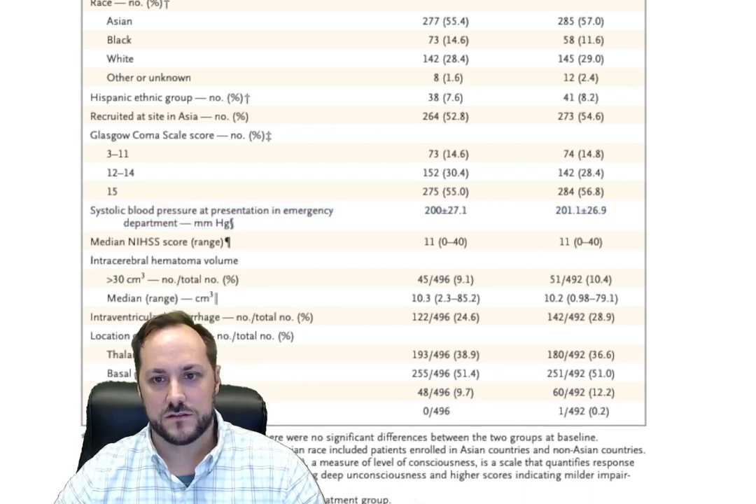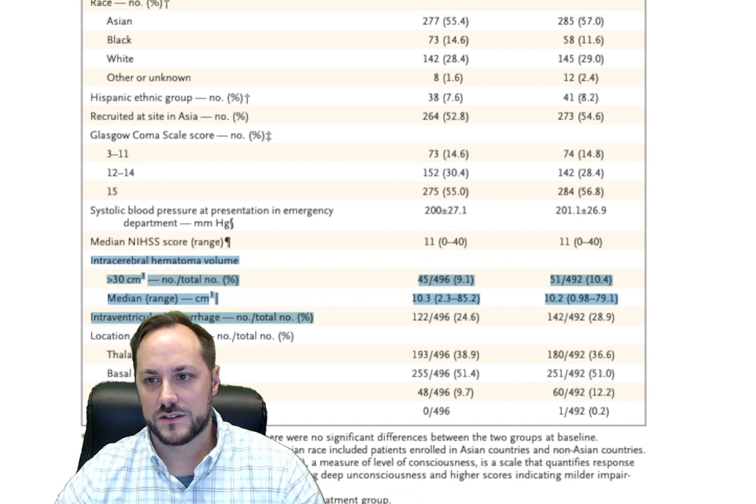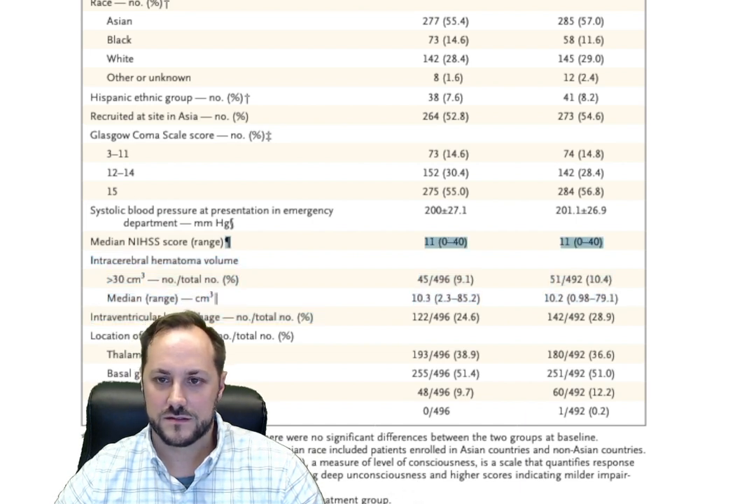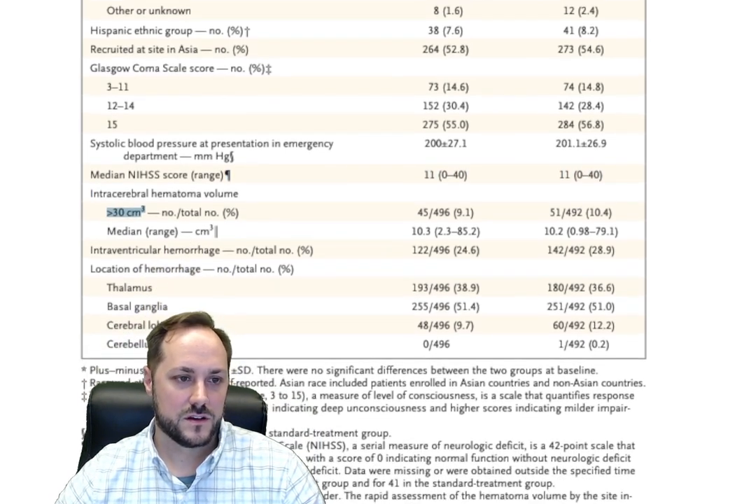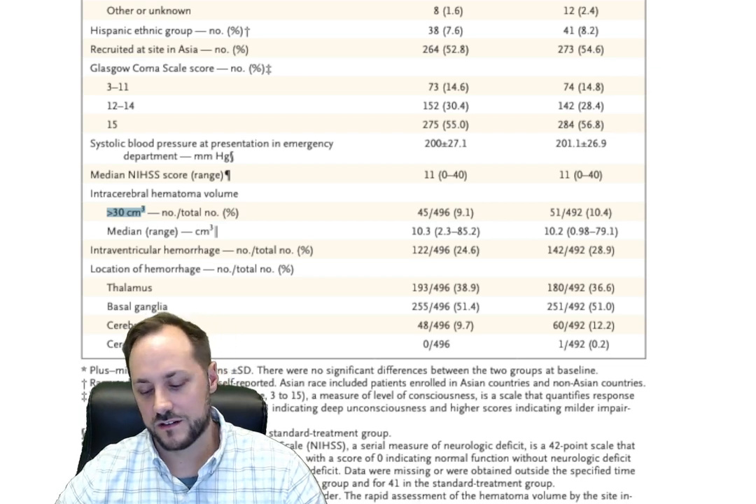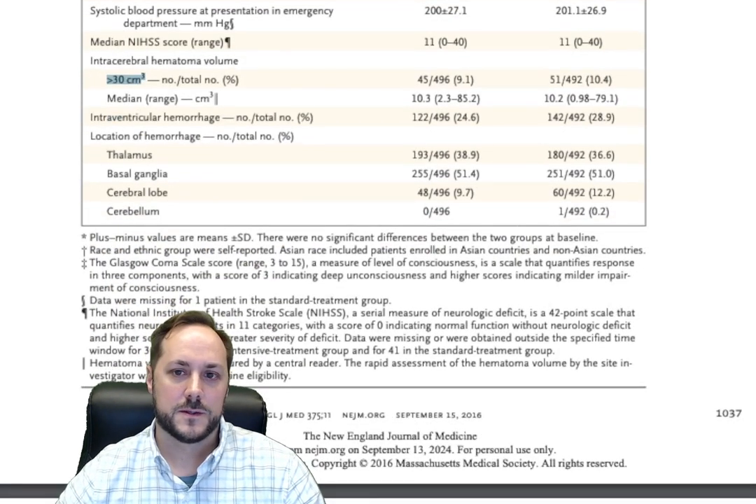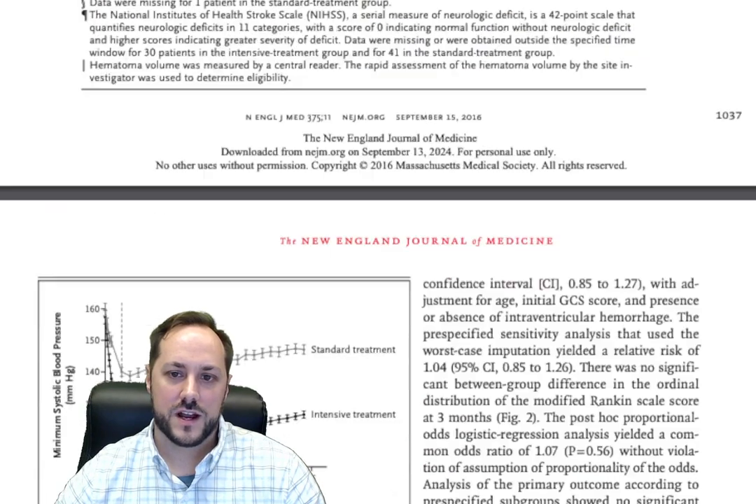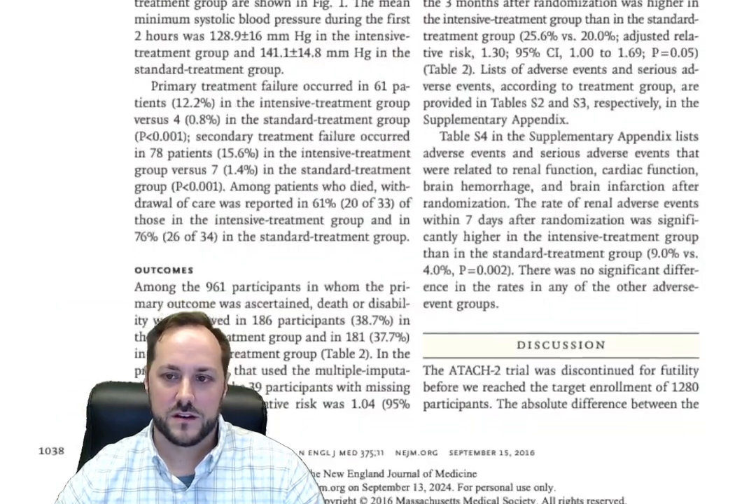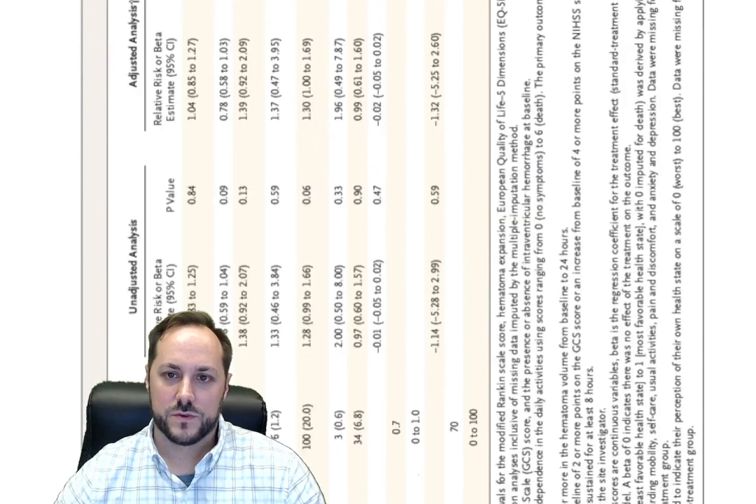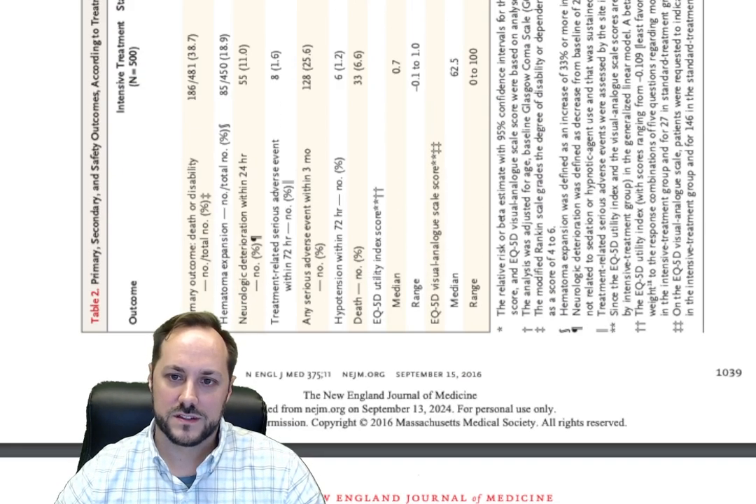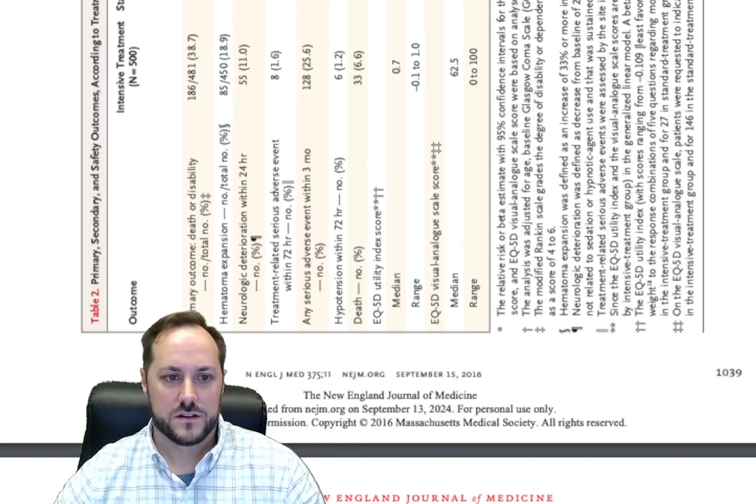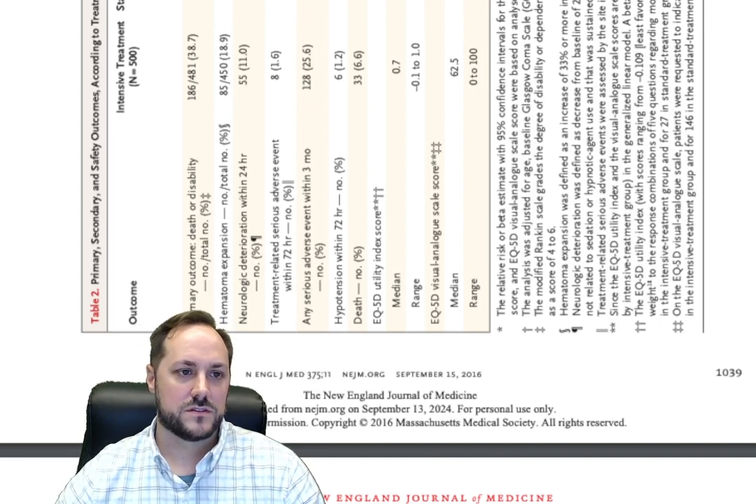But the hemorrhage volumes, most people are under 30 cc's of blood, and that tends to be what we're seeing. So this trial, I would say, is a pretty good trial to gain some information about what we should be doing with blood pressure lowering, and also what is the difference in the outcomes. So I'm going to flip this around for you so we can talk about that for a second.